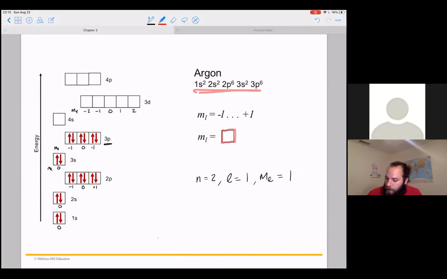All right, so first of all, if n equals 2, that means I'm talking about one of those. L equals 1, what shape does that correspond to? That would be a p orbital. So I know I'm talking about my 2p. And then lastly, the M sub L equals 1. I'm specifically talking about this box right here.